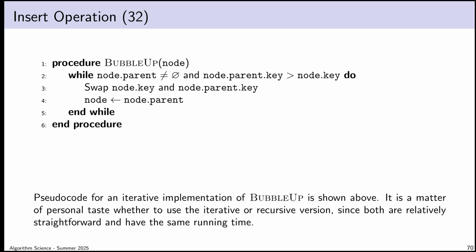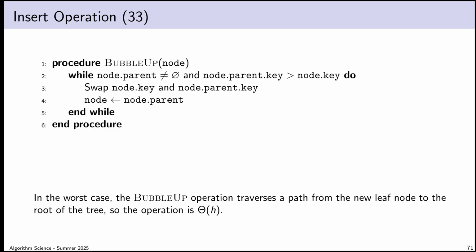But in both cases, I hope it's clear that the bubble up operation walks upwards in the tree, and therefore that the running time has to be proportional to the height of the tree. Because other than walking upwards, that is, moving from a node to its parent, all I'm doing is constant time stuff, a bunch of comparisons, swapping things, and that's true whether I use the recursive version or the iterative version. So in the worst case, if the new key I'm inserting is less than everything else, it becomes the new root, which means the bubble up traverses a path from my new leaf node all the way to the root.